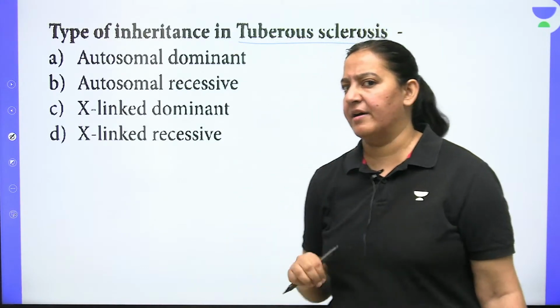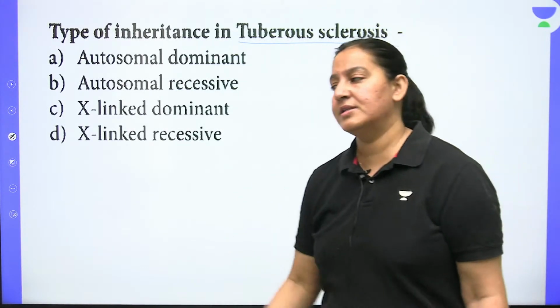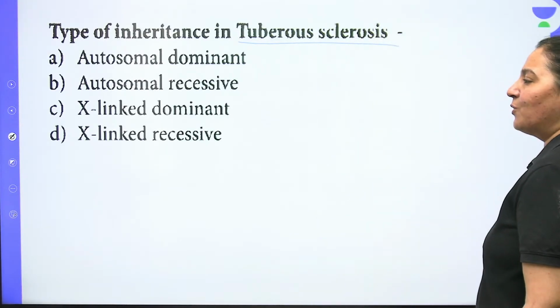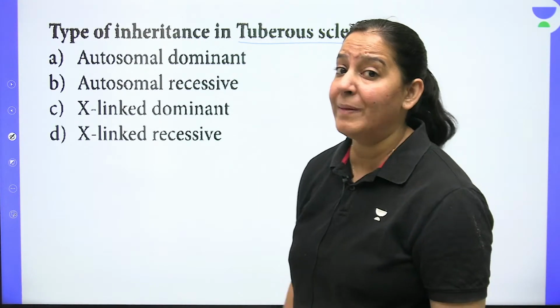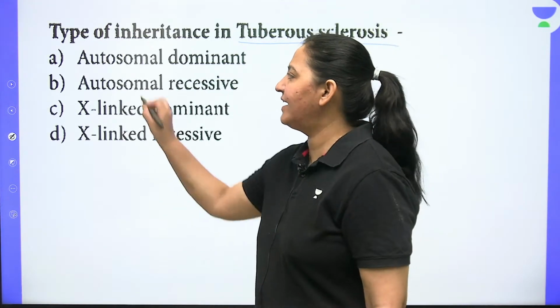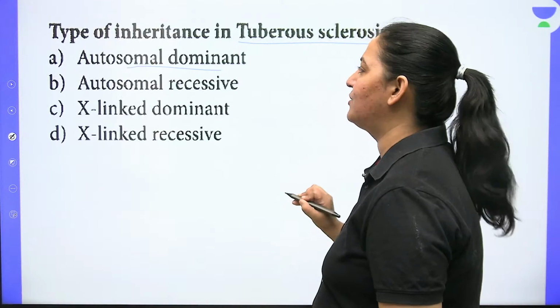Is it coming in Fair? Or is it coming in Graham-Bell? Or is it coming in KLMNOP? You have 5 mnemonics. Where is tuberous sclerosis? So dominant ka T is tuberous sclerosis. So yes, most of you are right. The correct answer here is autosomal dominant only.